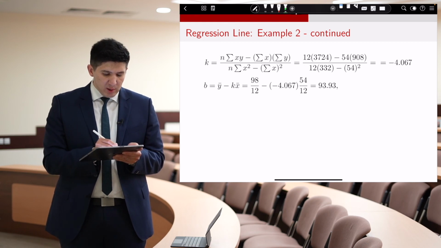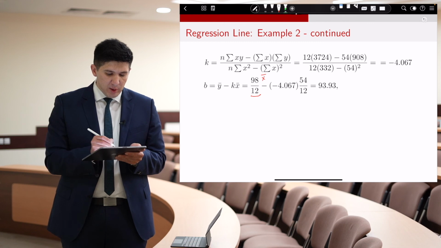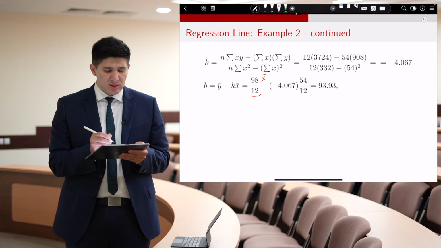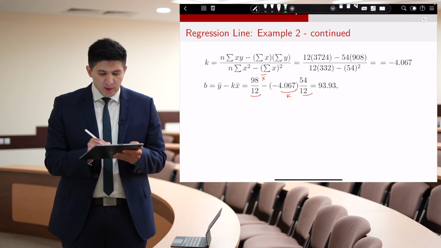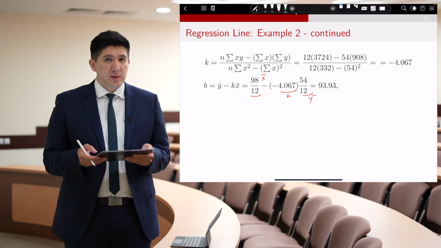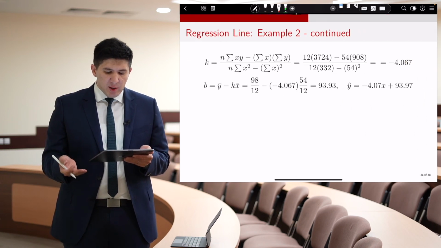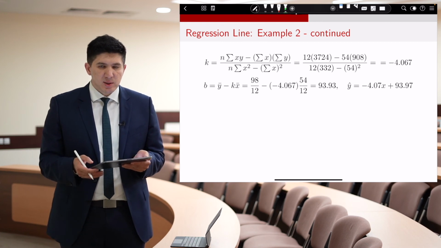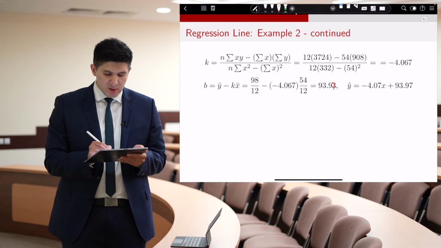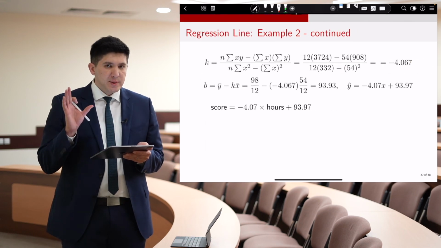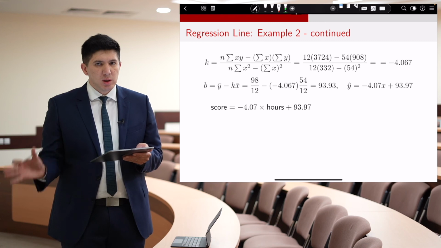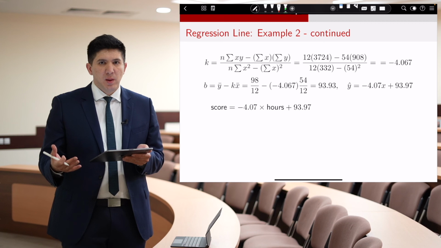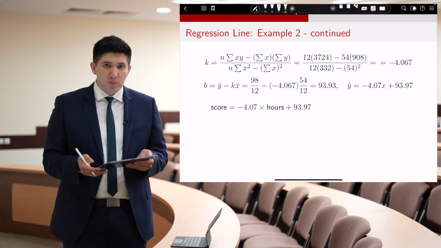The b is going to be the average value of y, which is y bar, minus k, which we've calculated, which is minus 4.067, multiplied by x bar. If I calculate this, it is going to be 93.93. Well, the regression line is going to be in the form of minus 4.07 x plus 93.97, actually 97. So what does it mean? It means that the score of a student is going to be equal to minus 4.07 times the amount of hours he spent watching YouTube, plus 93.97.